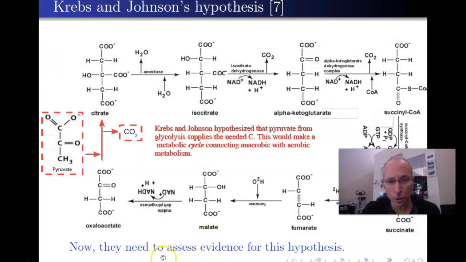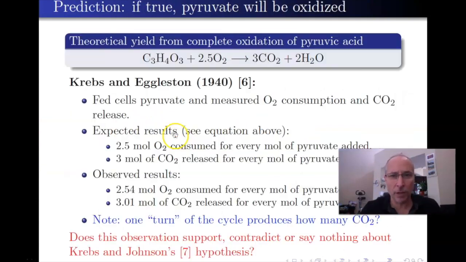Now what they need to do is they actually have to test it to see if the hypothesis is correct. So one of the key early results that Krebs obtained, he obtained with another guy named Eggleston, a few years after he made the hypothesis. What they did is they showed in a beautiful experiment that if you feed cells pyruvate, you get carbon dioxide off as if the pyruvate is completely and utterly oxidized. And not only that, but you use up the oxygen.